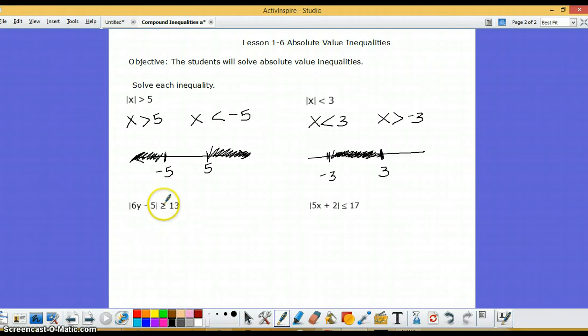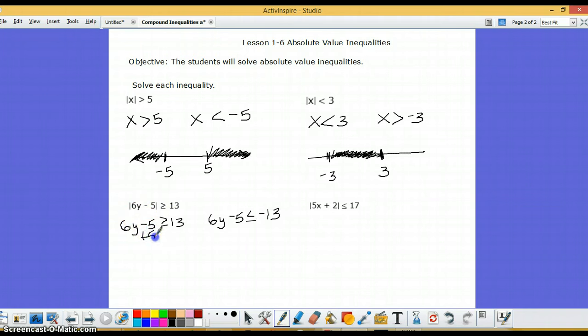So we'll solve this very similarly to an absolute value equation. Just remember, when we change to the negative, we have to flip that symbol. Alright, so we have 6y minus 5 is greater than or equal to 13. We're also going to write that 6y minus 5 would have to be less than or equal to negative 13.